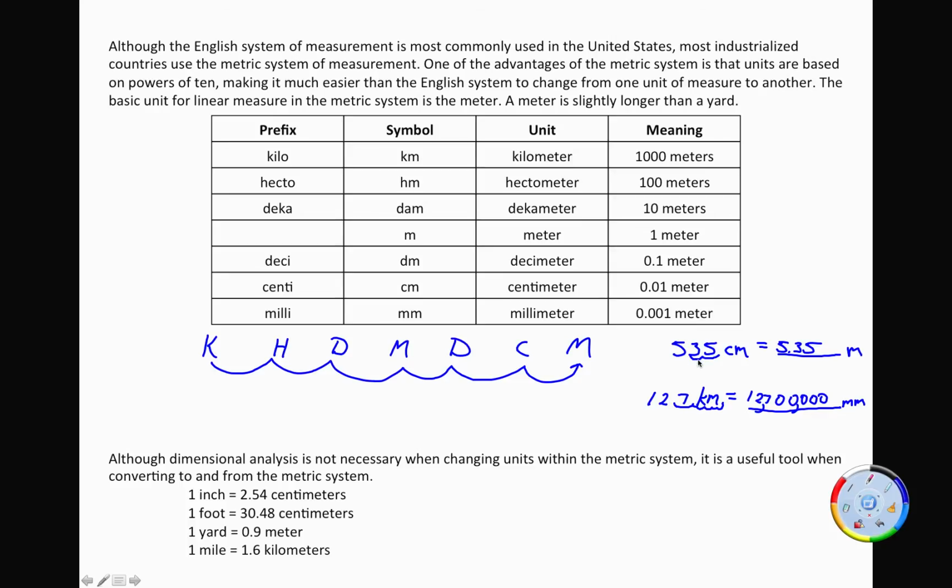Notice the numerals are all the same. The only difference is the addition of zeros and movement of that decimal. Very easy conversions in the metric system.